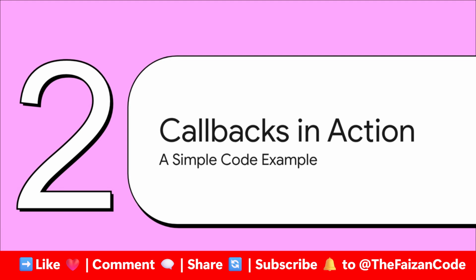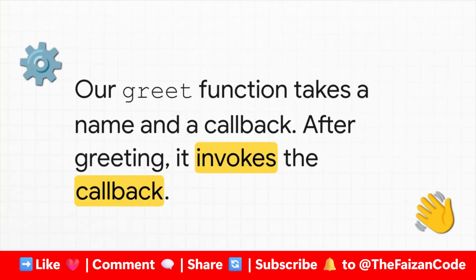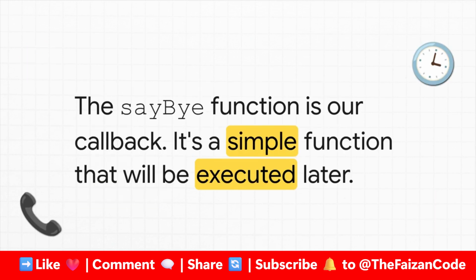Okay, theory is one thing, but seeing it in action is where it really clicks. So let's look at a simple code example to make this crystal clear. All right, first up, we've got a function called greet. You can see it takes two arguments, a name and something we're calling callback. Inside, it does two things. First, it logs hello with the name, and then, right after, it calls or invokes that callback function. Pretty straightforward so far. Now here's our second function, a really simple one, named sayBye. All it does is print goodbye to the console. This is the function we're going to pass in as our callback.